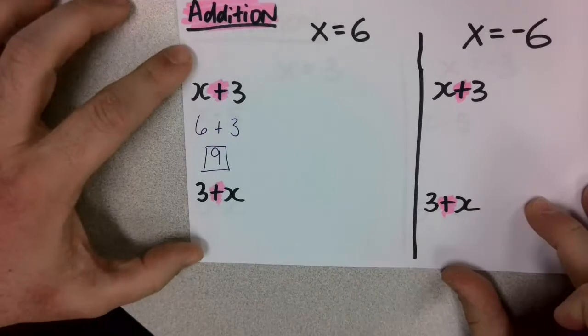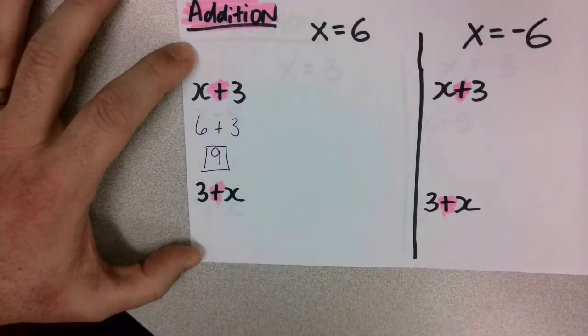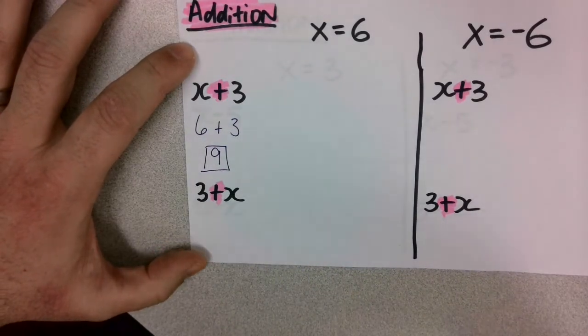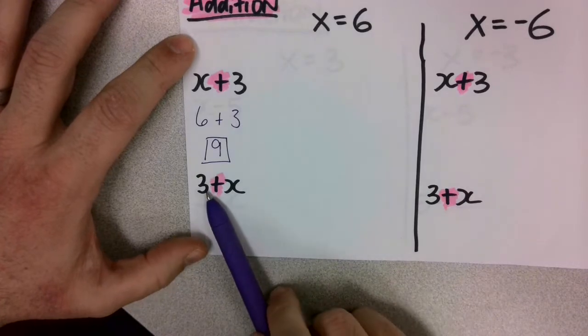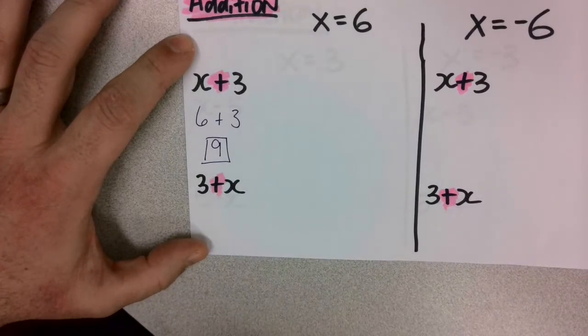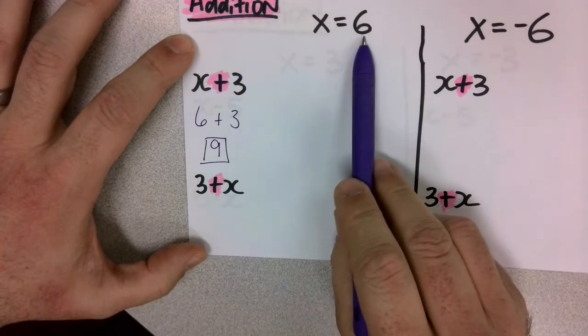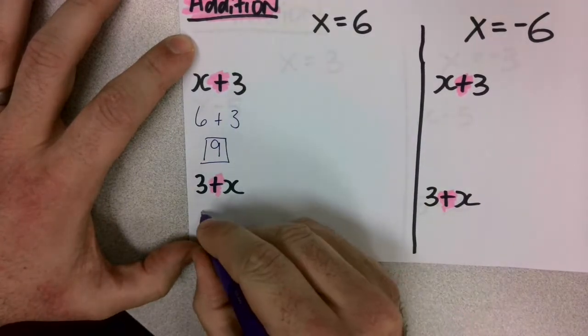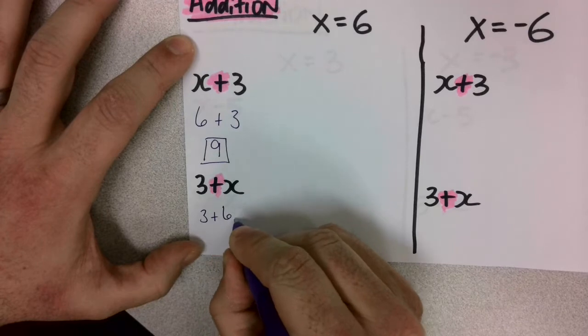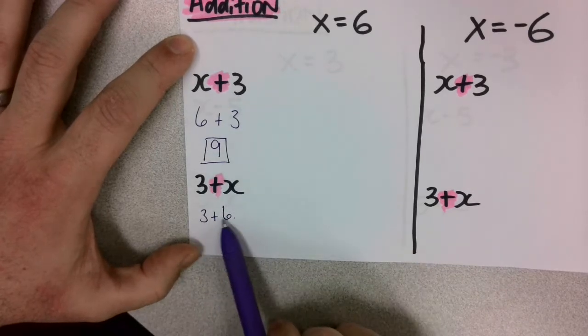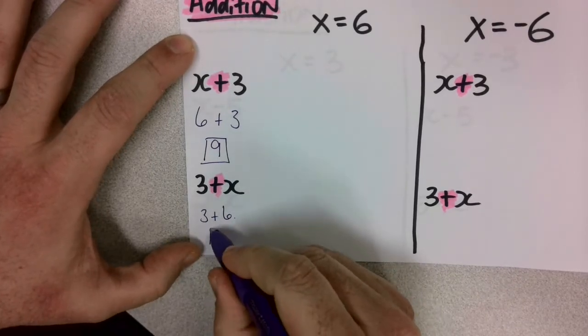It doesn't matter where the variable is in my expression. We treat it the exact same. So in this expression, instead of x plus 3 like the last one, we have 3 plus x. I start by substituting my 6 in for x. So I would have 3 plus 6, which gives me 9.